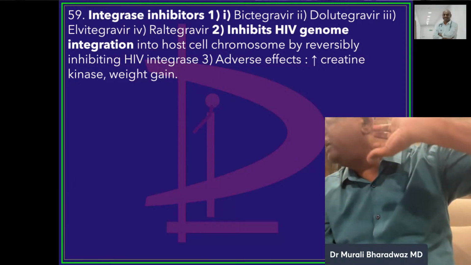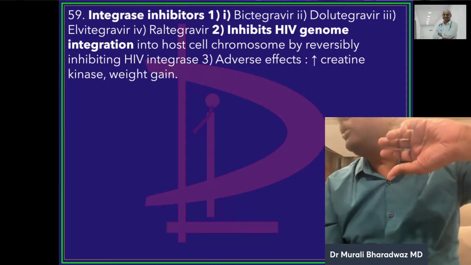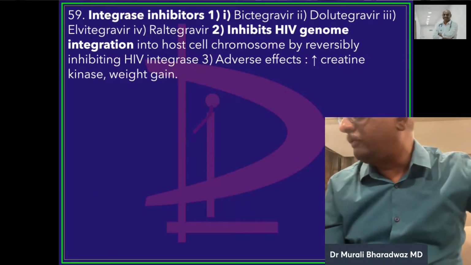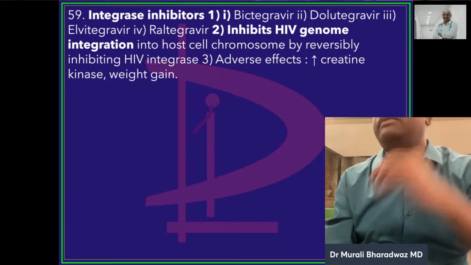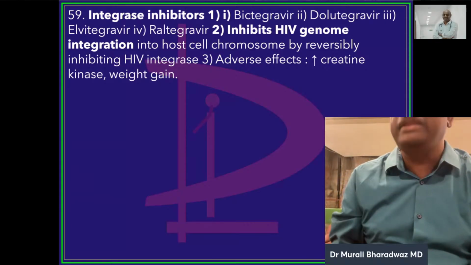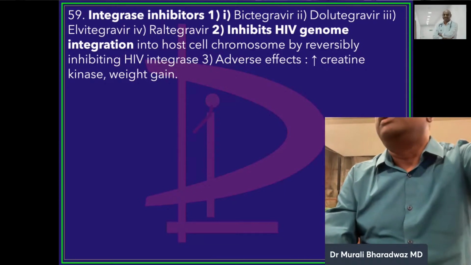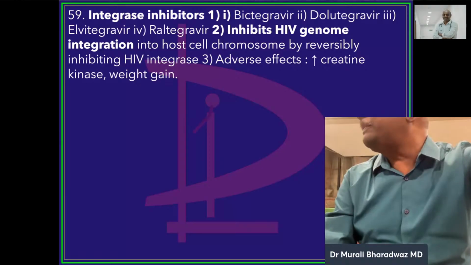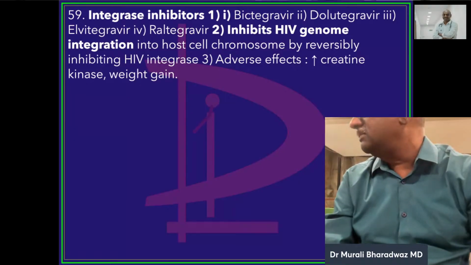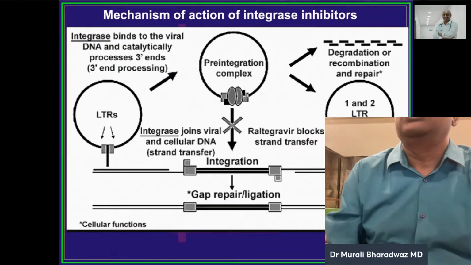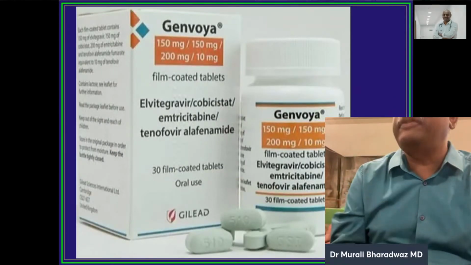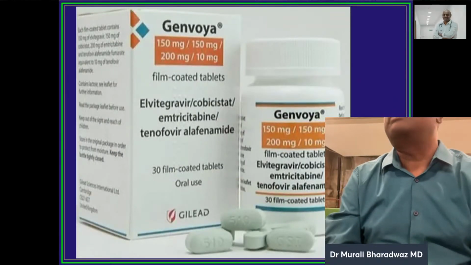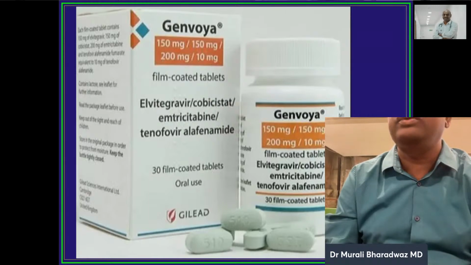The viral genome will come and integrate into the human genome. That is inhibited by this integrase inhibitor. Mainly, you should know the mechanism and the examples of integrase inhibitors. Must. Now, this is an example of an elvitegravir tablet.